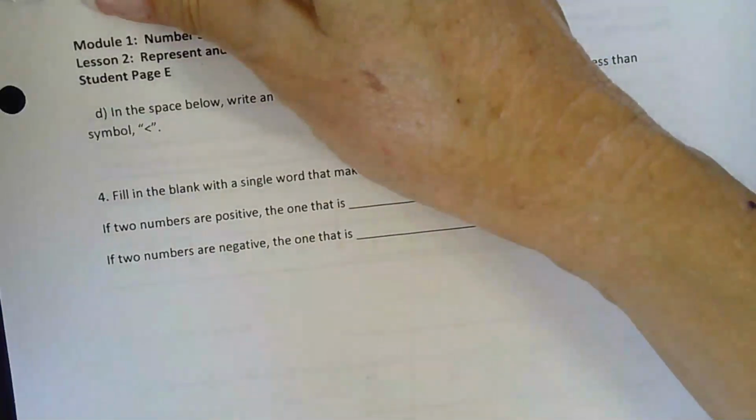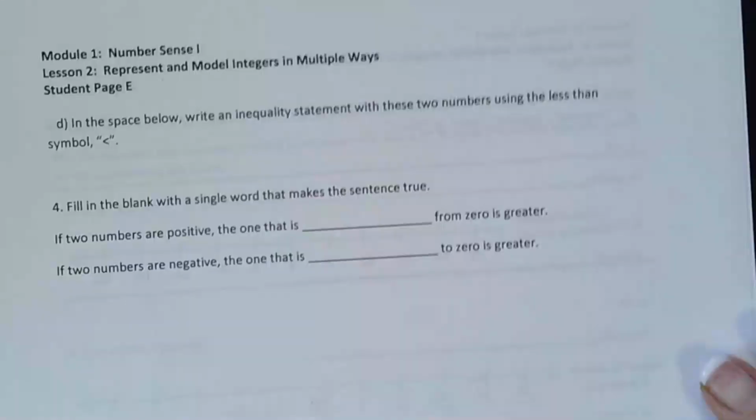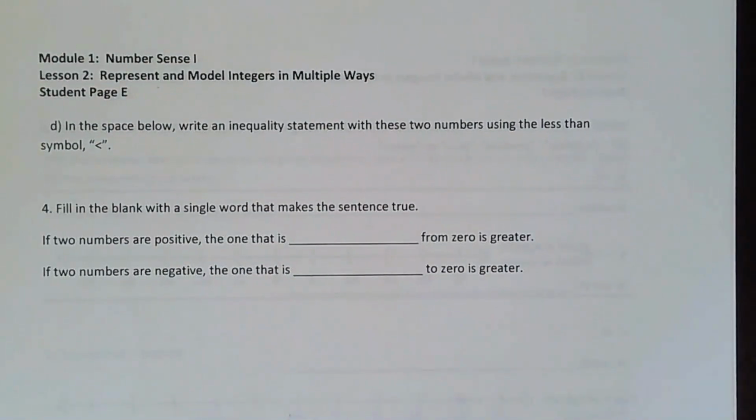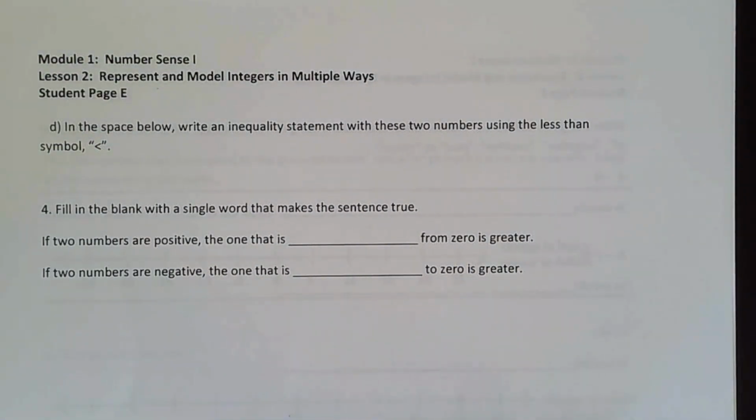Okay, I guess we just have one page left. Just make sure, sometimes I get going and I skip pages. I don't think we skipped anything. Nope. So we're on our last 2 pages here. So into student page E. In the space below, write an inequality statement with these 2 numbers using the less than symbol.